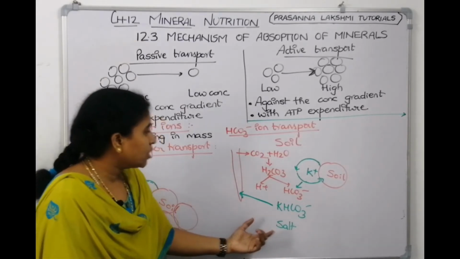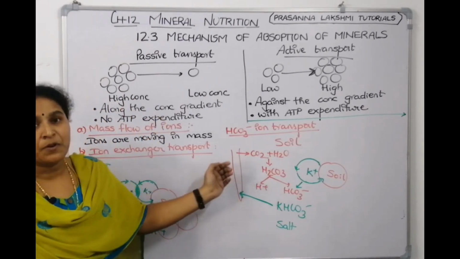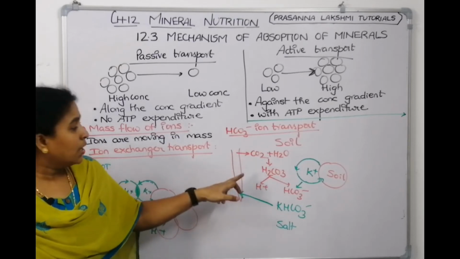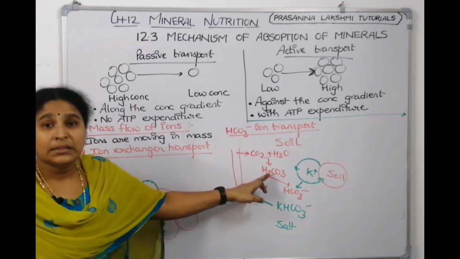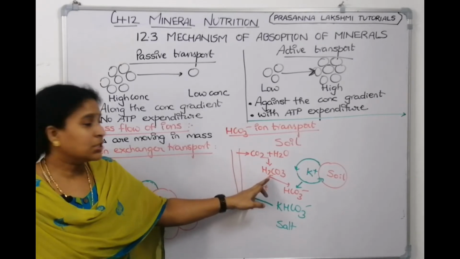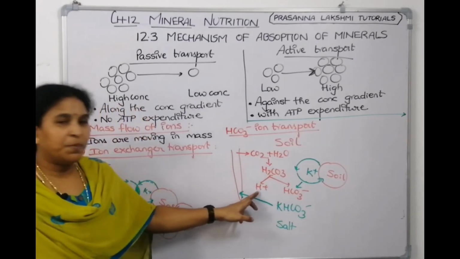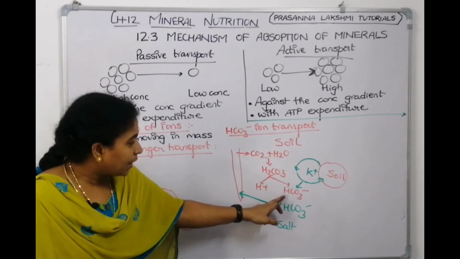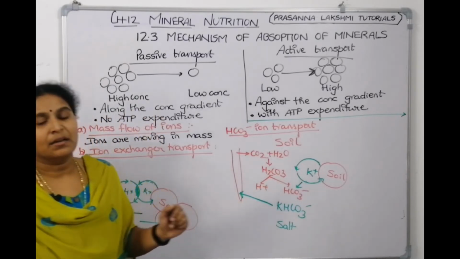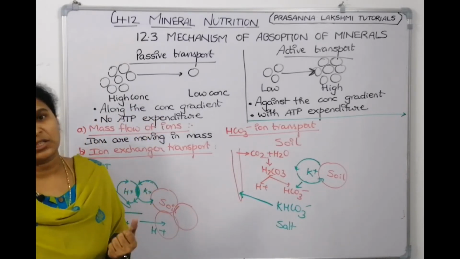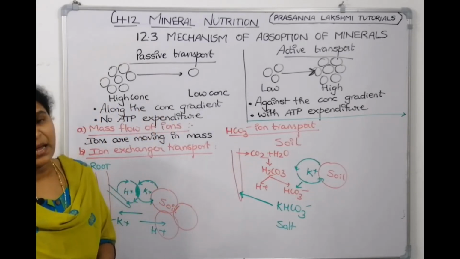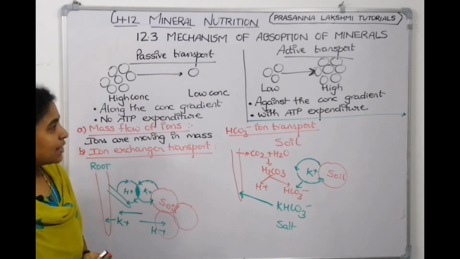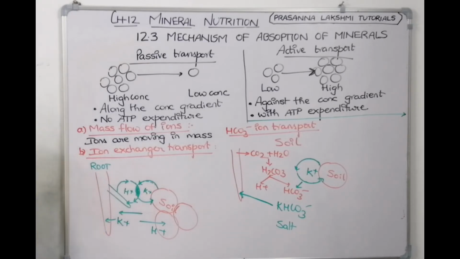Another way of ion exchange is when carbon dioxide from the root respiration comes out and combines with water molecule, it makes carbonic acid. That carbonic acid splits into bicarbonate ion and H plus ion. This bicarbonate ion takes the K plus particle and makes potassium bicarbonate salt. That salt form is taken by the root. This is another type of transport. Now take a screenshot. We will continue further.